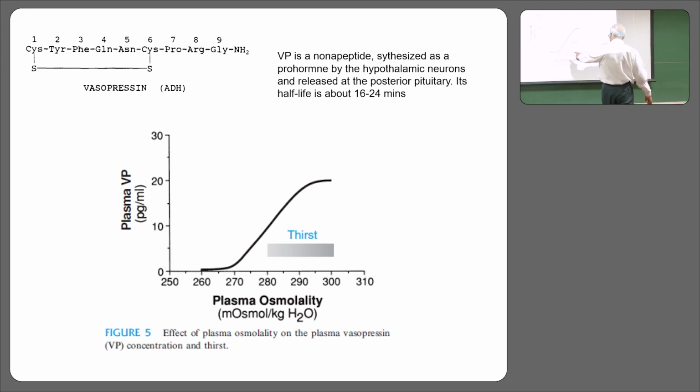The plasma osmolality. We are normal, we are somewhere here. Okay, what is that? That is arginine vasopressin in the blood. As the osmolality goes up, what happens to the vasopressin? Can you see this? Vasopressin in the blood.